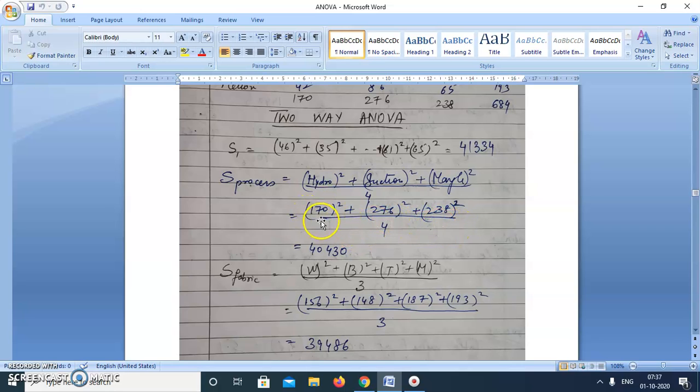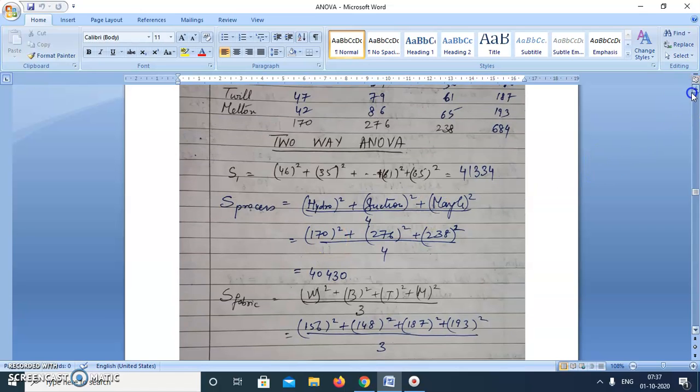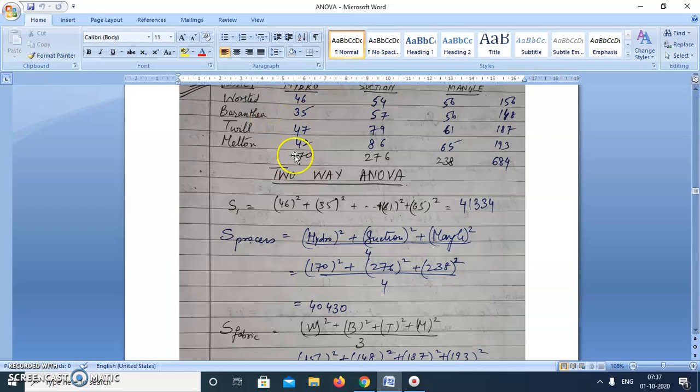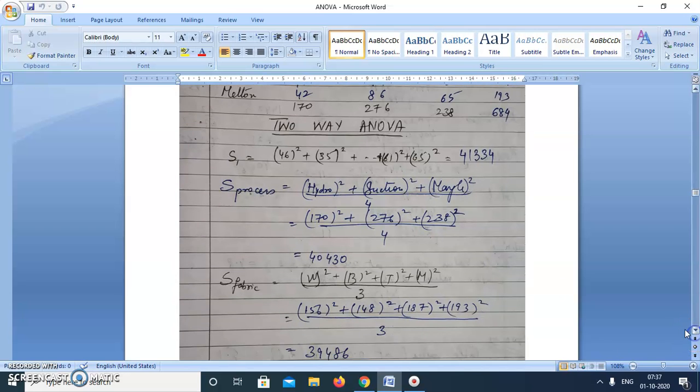Now this one reading is coming after adding 4 readings. We can see in the question there, this one reading 170 is coming after adding these 4 readings. So we need to divide by 4. So we get S process, this value. Please calculate and match your readings.